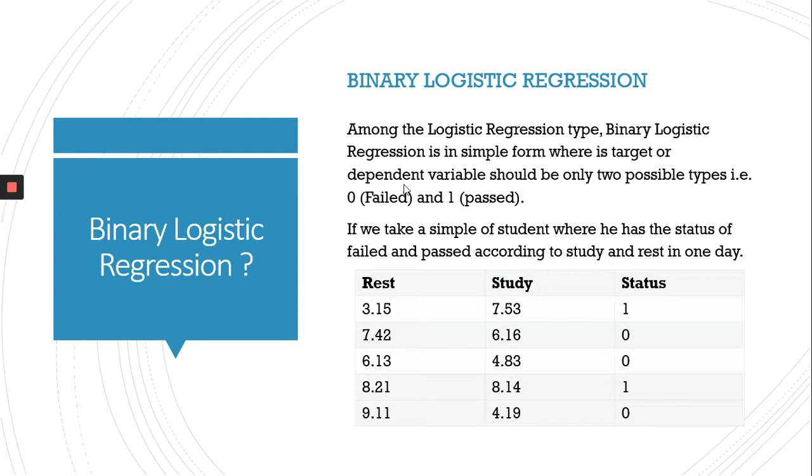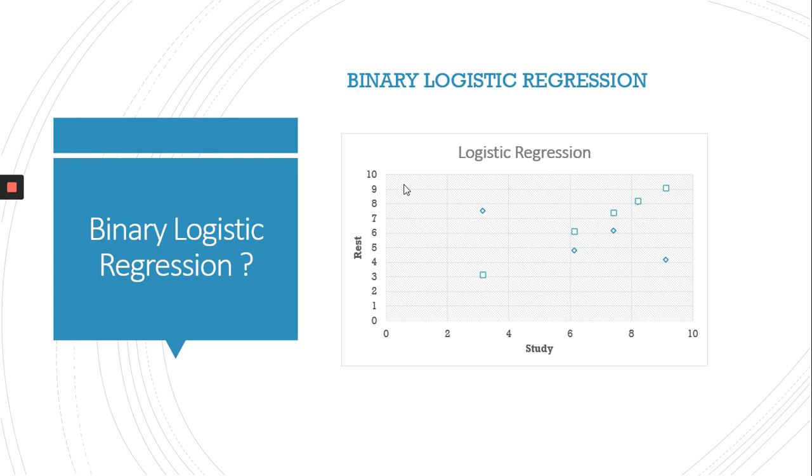So we have the 5 student marks. Next you can see here this graph, which represents the pass or failed status according to the rest and study.